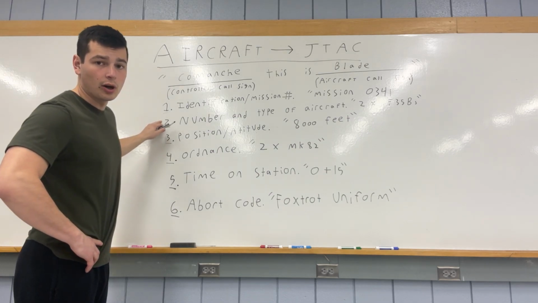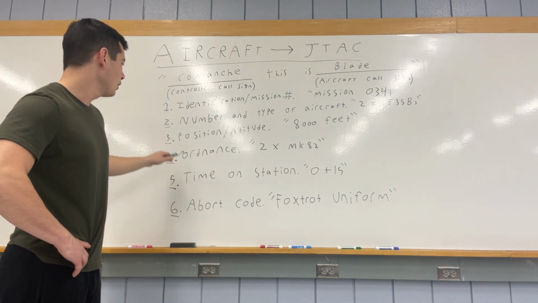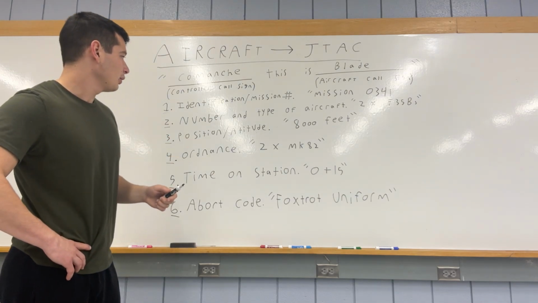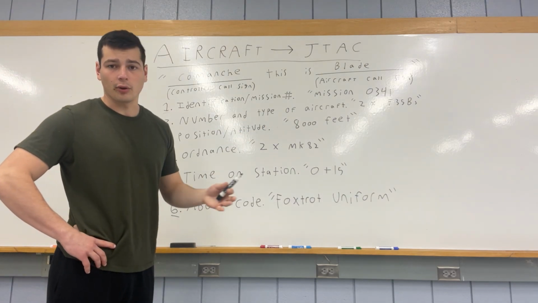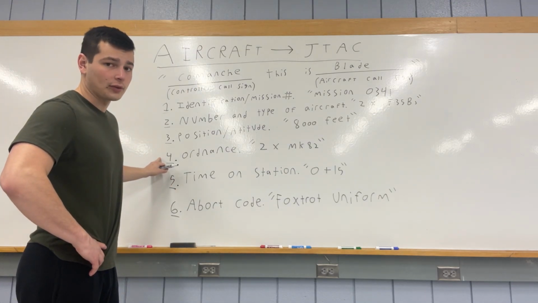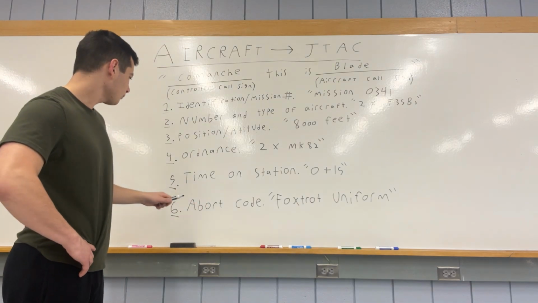Line 2 is the number and type of aircraft. In this case, we have 2 F-35Bs. Line 3 is the position and or altitude of the aircraft. In this case, we're going to imagine they're at 8,000 feet. Line 4 is the ordnance the aircraft is carrying. In this case, it'll be 2 by Mark 82 bombs.